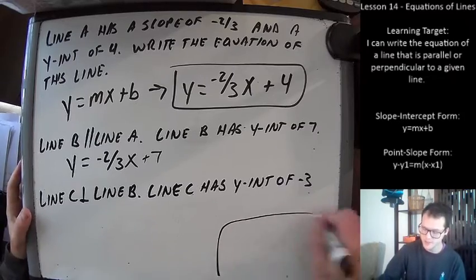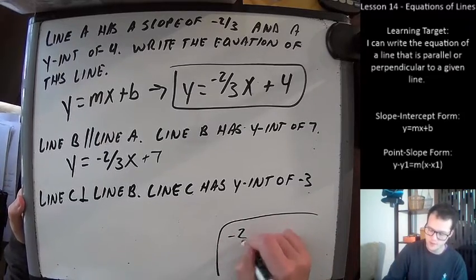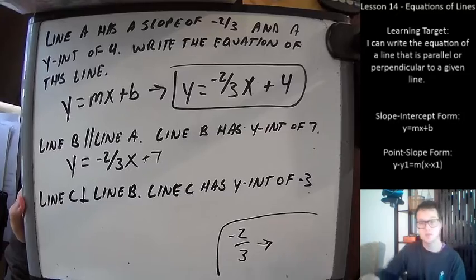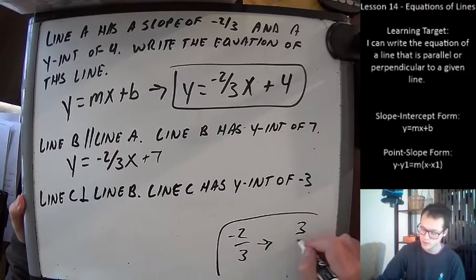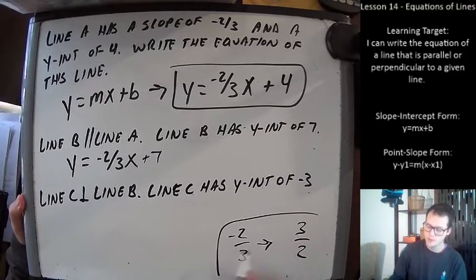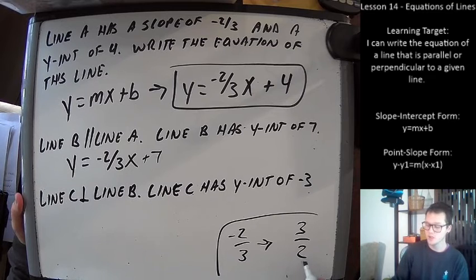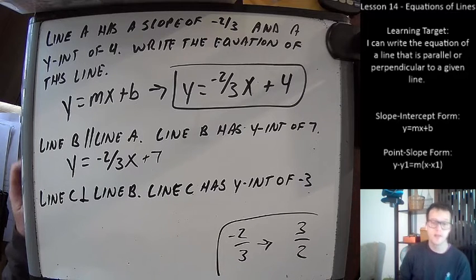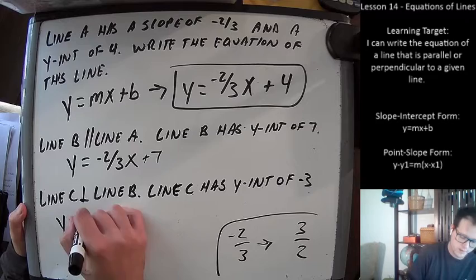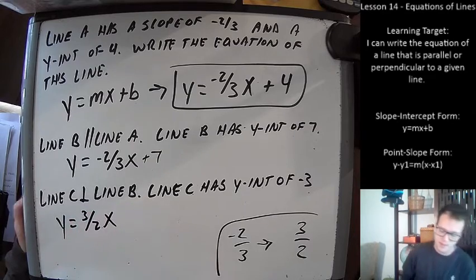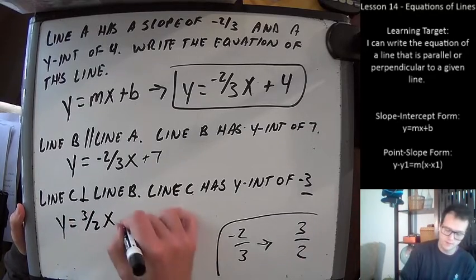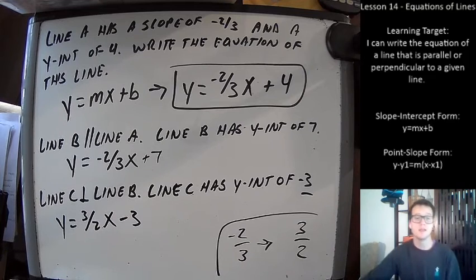So a little work on the side down here. If we have a slope of negative 2/3, for the opposite reciprocal, we flip it. So it's going to be 3 over 2. And it was negative, so it's now going to be positive. So the slope of line C is going to be 3/2. So y equals 3/2 x. And then our y-intercept is negative 3. So we're going to do a minus 3 here at the end.